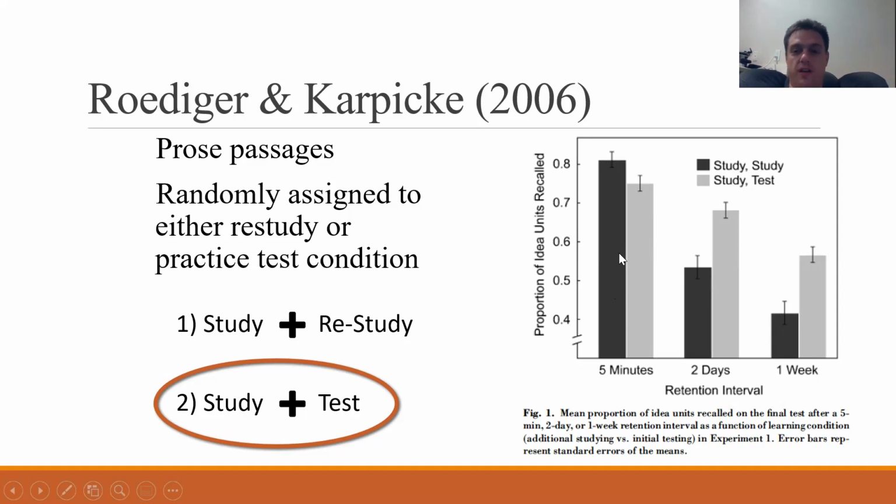However, that's with a really short delay. When there's a 2-day delay between the practice test or the restudy and the final test, the effect actually reverses. Now you'll see the gray bar is much higher than the black bar. So restudying is not nearly as good as a practice test, as a retrieval attempt. And it even continues 1 week later. So you do the practice test or the restudy, you wait a full week. Now it's an even bigger difference. Now testing is even better than restudying. So that's a really interesting finding.